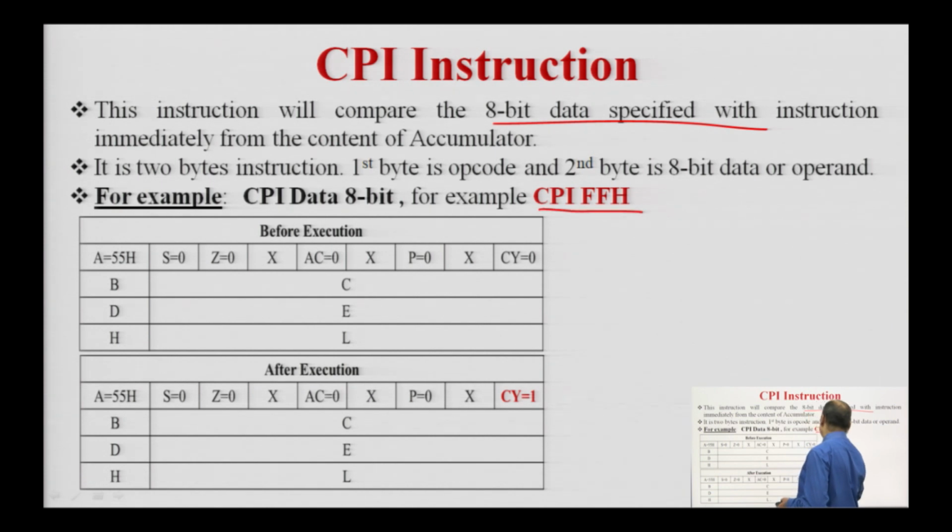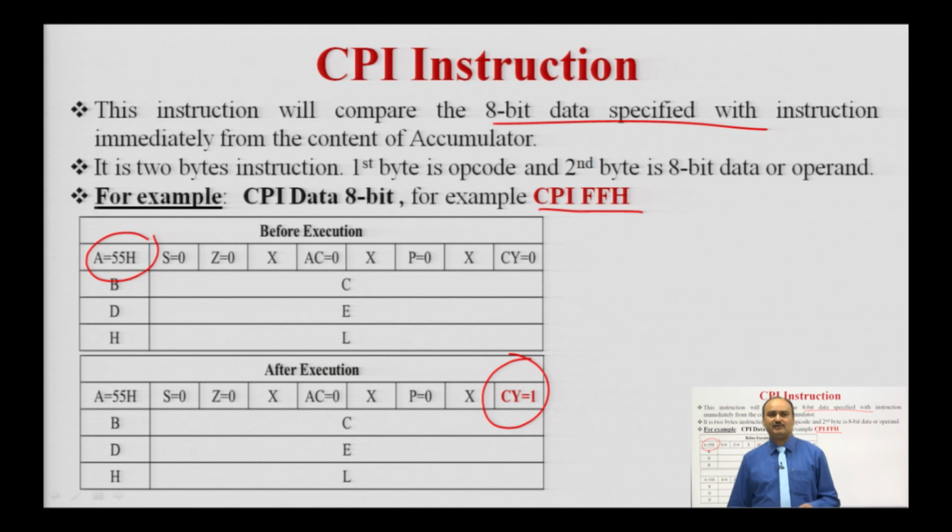Example is CPI FFH. Here, before the execution, the content of A is 55H and the specified data is FFH. So the content of the accumulator is less than the specified data, which satisfies the first condition. Accordingly, the carry flag is set to indicate that the content of the accumulator is less than the specified data, which is FFH.